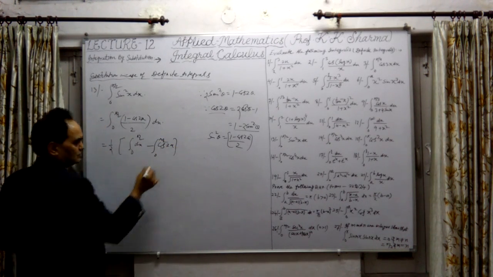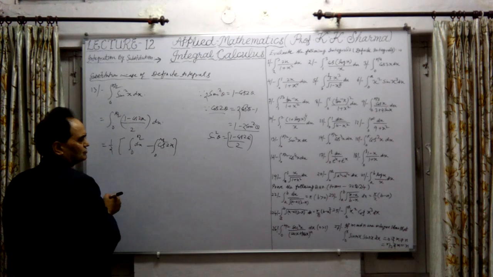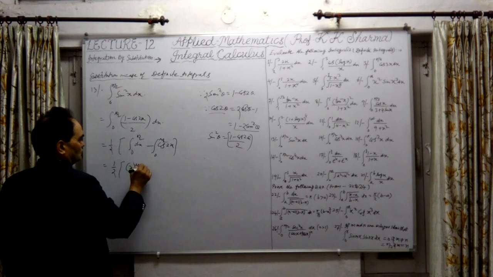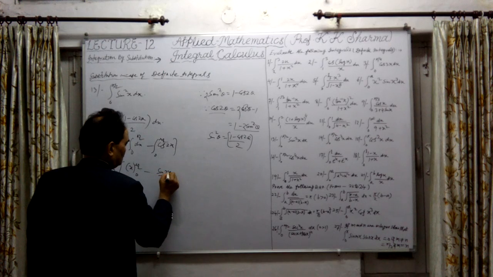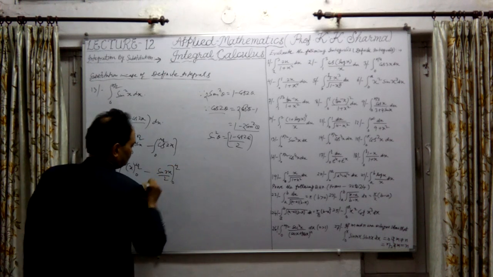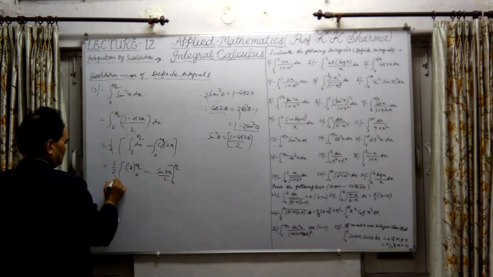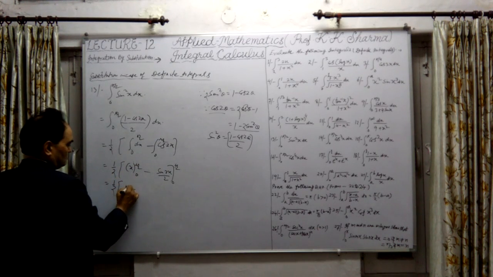Now let me integrate this. Cos 2x we do directly. Even we can substitute 2x also, no problem, but let me do it directly. The integral of dx means x, limits 0 to pi by 2, minus the integral of cos 2x is sin 2x upon 2, limits 0 to pi by 2. This is 1 by 2, upper limit is pi by 2, that is pi by 2 minus 0.